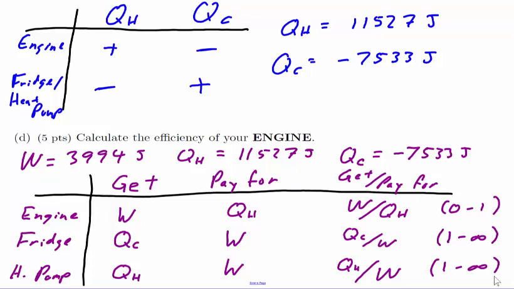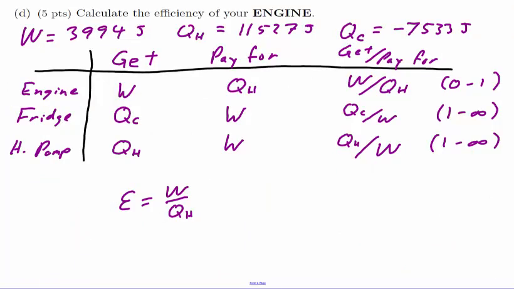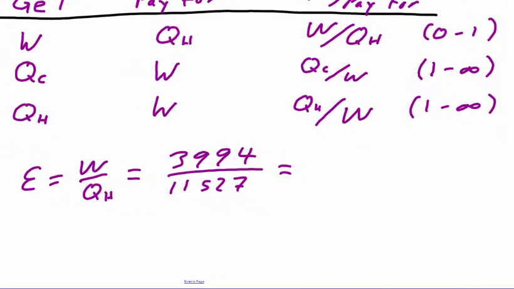Because we have an engine, we will be taking work over Q hot, and our expectation is that we will get a number that is less than 1. As specified in the table, the efficiency is the work over Q hot, and we've collected our total amount of work in one cycle of 3994 joules, and we paid for this with an influx of 11,527 joules, meaning that our engine has an efficiency of 0.346 or 34.6%.